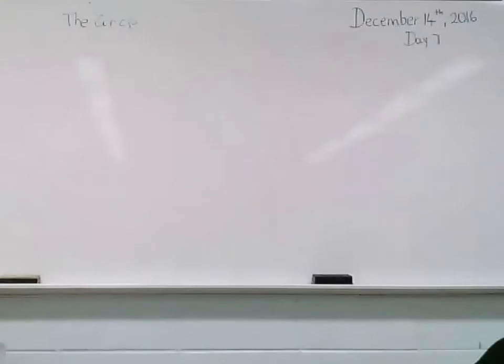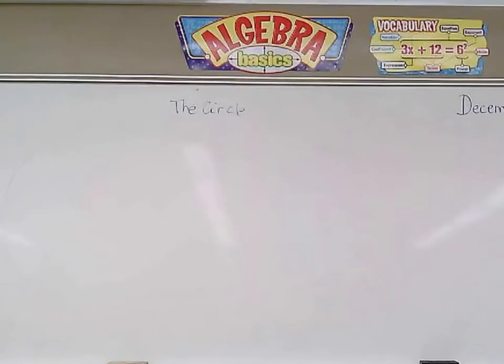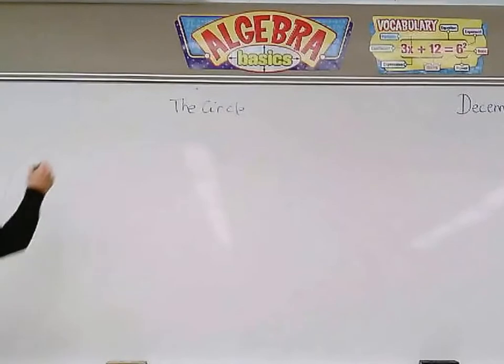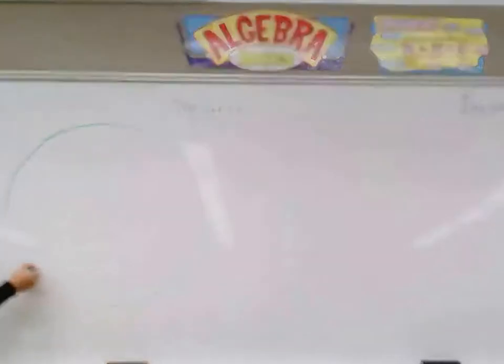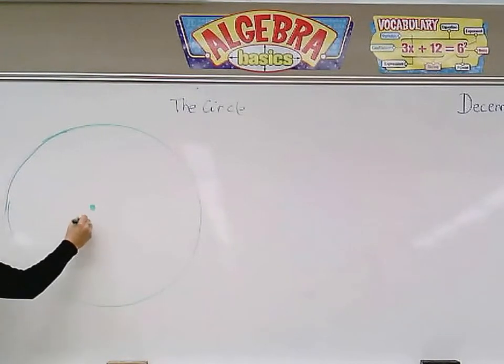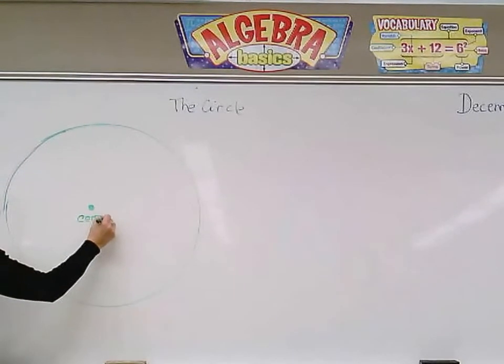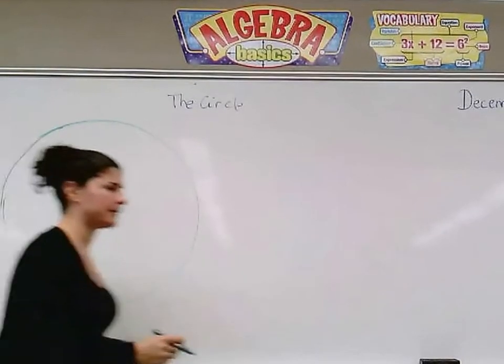I'm going to check if I have another blue marker. Please draw it. So you need a nice circle. There we go. And in the circle, you need to know that the point in the middle is called the center point. So center point. Pretty easy, the center, and it's a point.